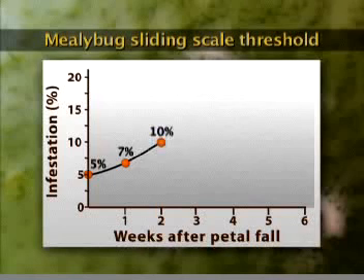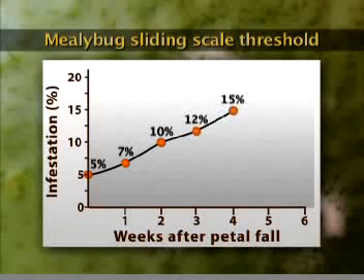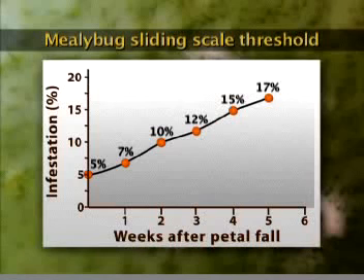2 weeks later, 10%. 3 weeks after petal fall, 12%. 4 weeks after petal fall, 15%. 5 weeks after petal fall, 17%. And 6 weeks after petal fall, 20%. Thereafter, the frequency of scouting can be reduced to once every 2 weeks.